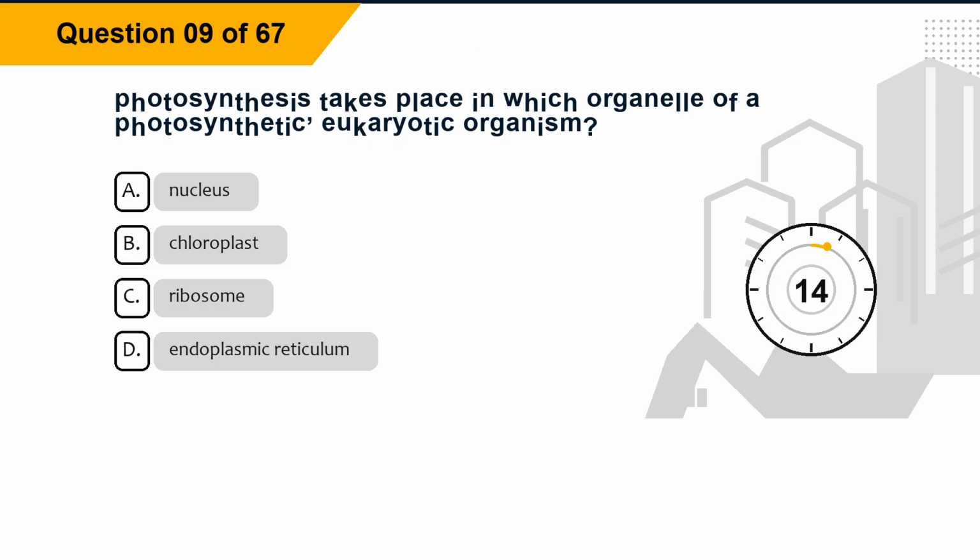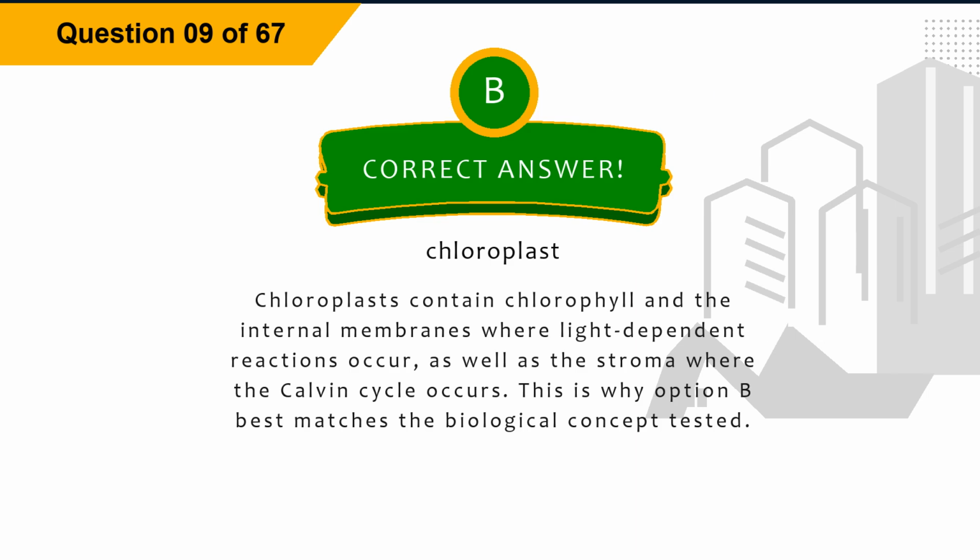Question 9. Photosynthesis takes place in which organelle of a photosynthetic, eukaryotic organism? Option A, nucleus. Option B, chloroplast. Option C, ribosome. Option D, endoplasmic reticulum. The correct answer is option B, chloroplast.